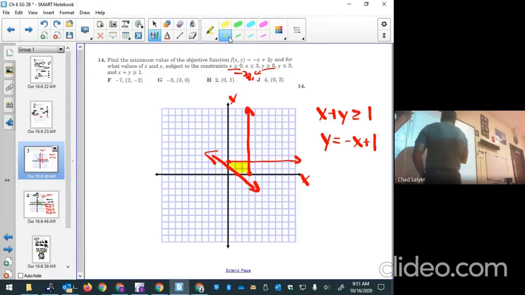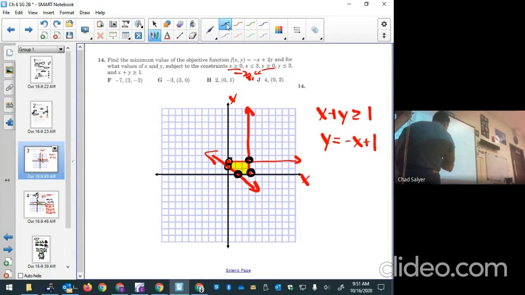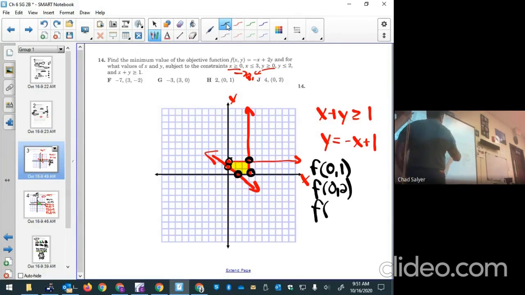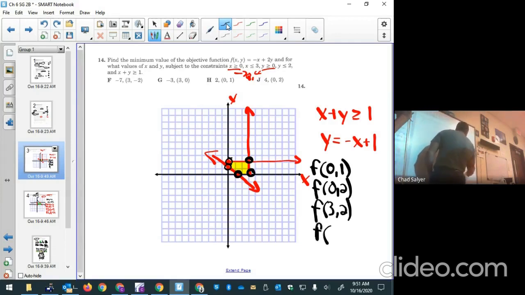So here's our solution area, and we need to find the vertices. So they are this one, this one, this one, this one, and this one. So that one is 0, 1. That one is 0, 2. That one is 1, 2. 3, 2. That one is 1, 0. And that one is 3, 0.